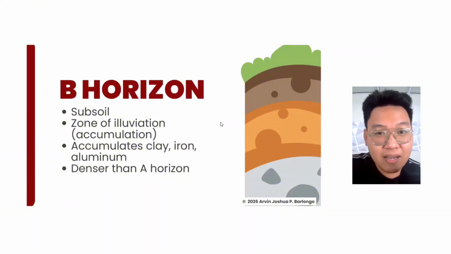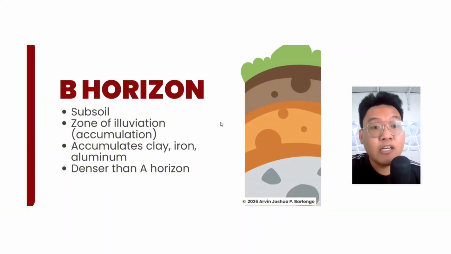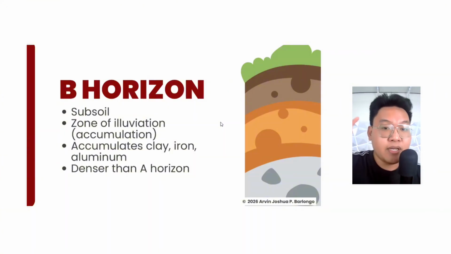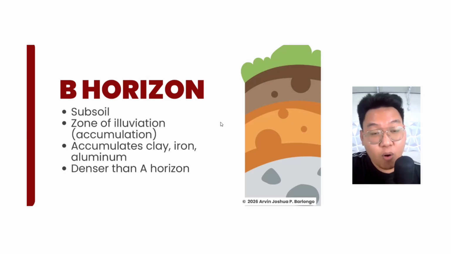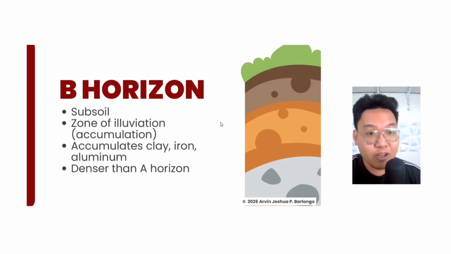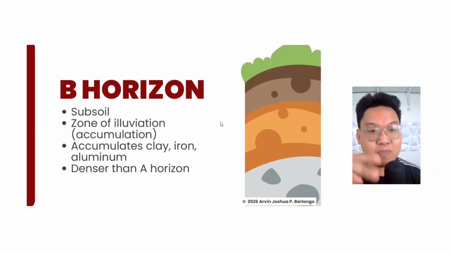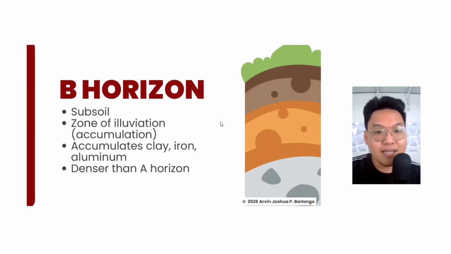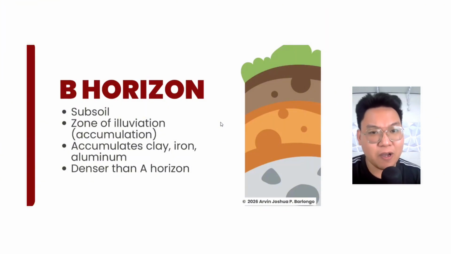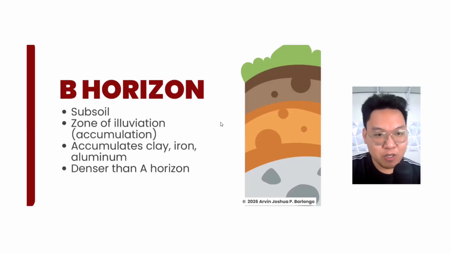So, in this horizon, na-accumulate naman dito yung mga nawash out kanina. Nawash out daw sa E horizon ang clay, so na-accumulate siya sa B. Ang iron na nawash out sa E horizon, na-accumulate siya dito, ang aluminum din as well. So this is denser than A horizon. Mas dense, mas marami, mas makapal, mas mabigat sila than the A horizon, kasi nandito na lahat ng mga na-wash out sa taas. Ayun, so ayun na yung laymanized term nun.